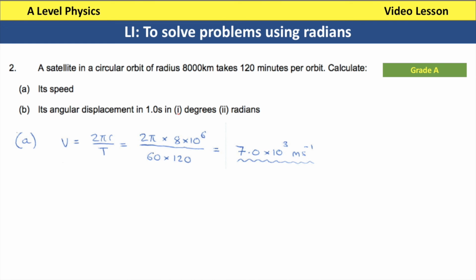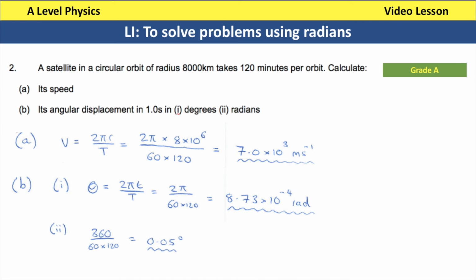We then want to work out the angular displacement after 1 second, so we use theta equals 2 pi t over T. Substituting values in, lowercase t is 1 because we're talking 1 second, and the time period we've just worked out as being 60 times 120. That gives an angular displacement of 8.73 times 10 to the minus 4 radians. If we then do the same question in degrees, we can just replace 2 pi with 360. So we do 360 divided by 60 times 120, which gives 0.05 degrees.